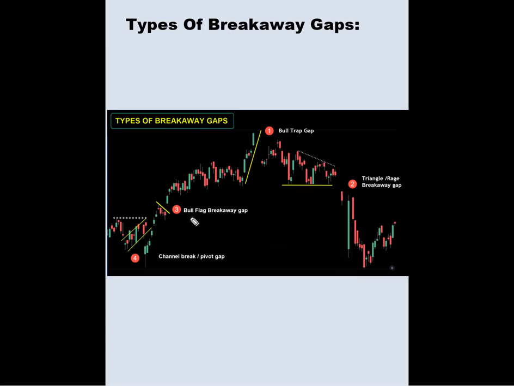Now the third one is the bull flag breakaway gap. As the name suggests, this is a bull flag. I assume all of you have some degree of experience trading. So this is the most basic pattern. We call it a flag. A flag is something like this. We have a pole and then there is a congestion, like this. And then there is a continuation move. This is what we typically call a flag in classic technical analysis. This is a flag pattern.